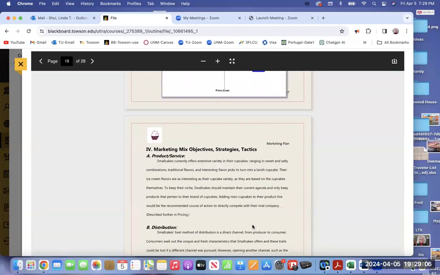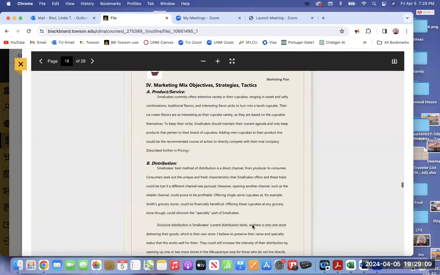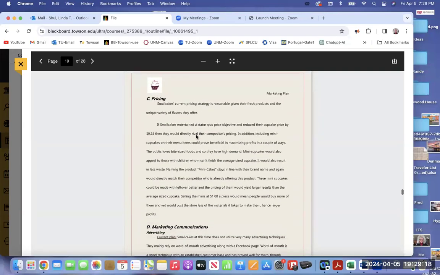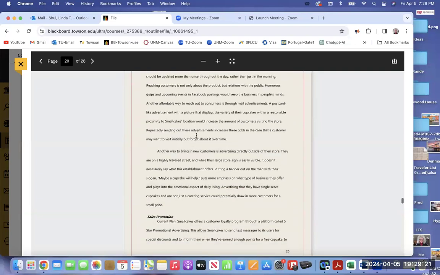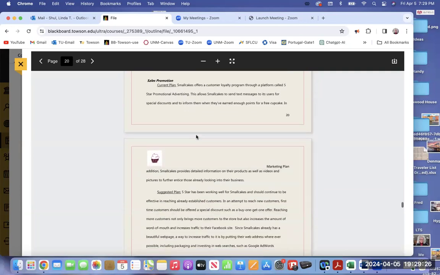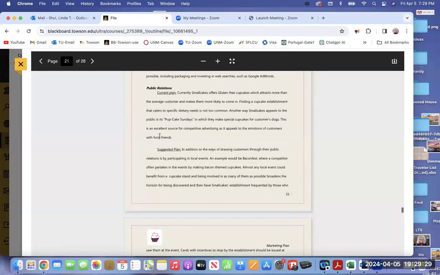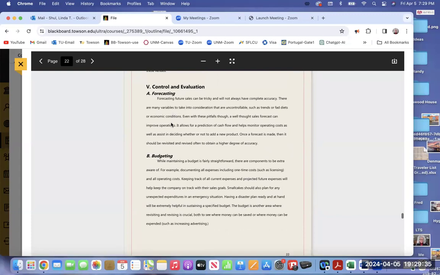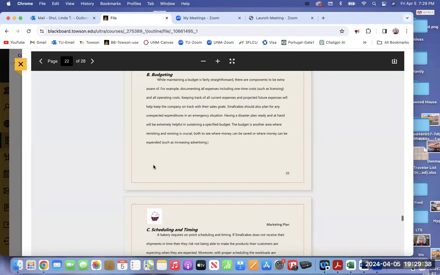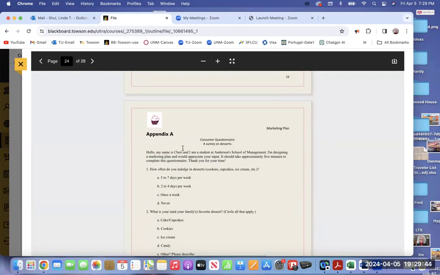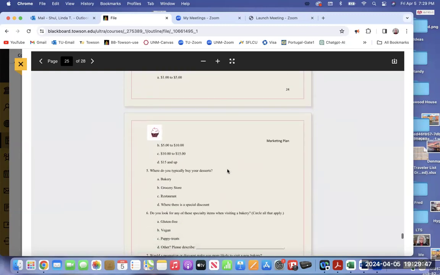Okay. And then the product, this is a little short for me. I really want more detail on your marketing mix. So you have to have current and suggested for each of the 4 Ps, current and suggested. And then when we get to promotion strategies, we have different methods that you're going to have to do current and suggested for each of the methods. Now, this person in their control and evaluation went through every single detail. You don't have to do that. And then the questionnaire in your appendix.